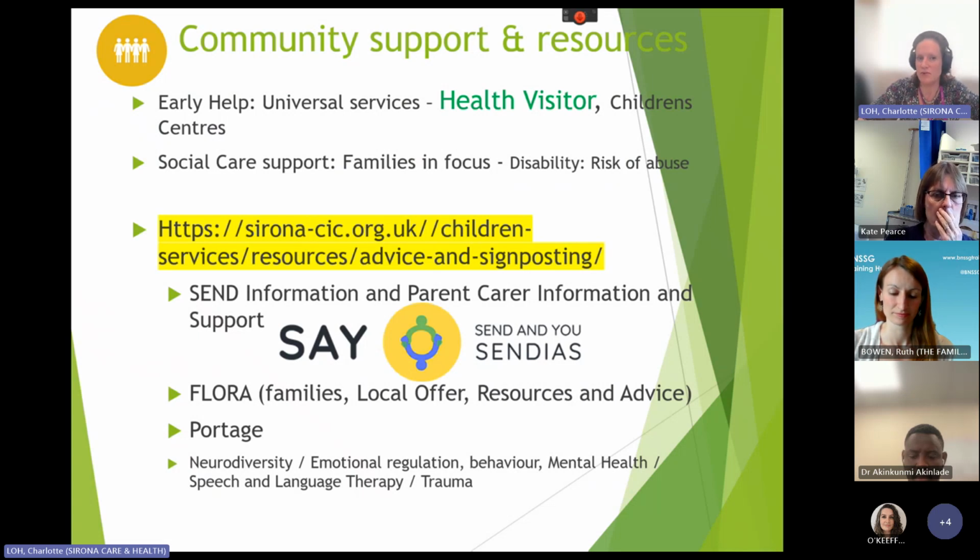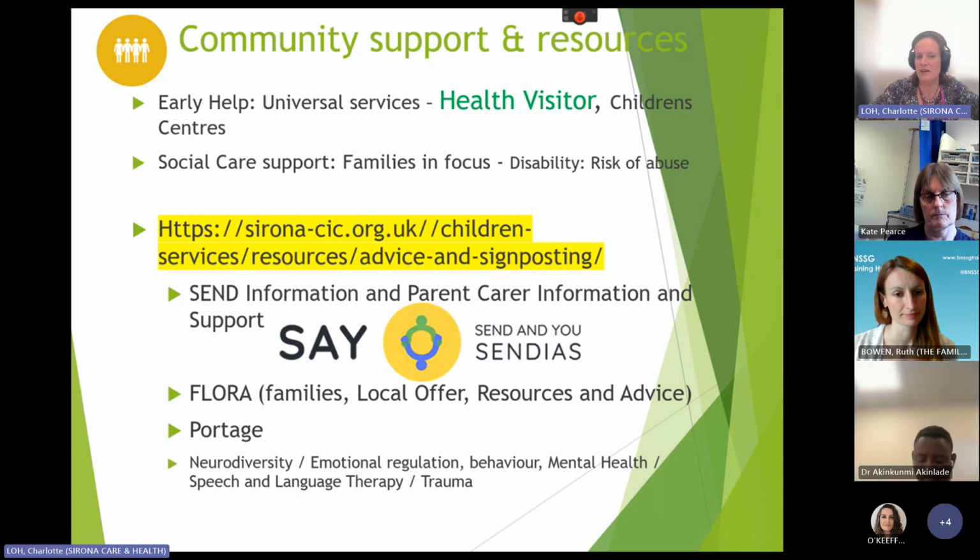Don't forget social care support. So Families in Focus through the government, through the council websites, just bearing in mind that a child with a disability has got an increased risk of abuse. It's more stressful bringing up a child with disability, and picking things up early is helpful for families, giving them the skills they need to parent that child.